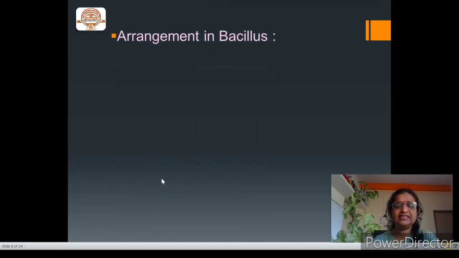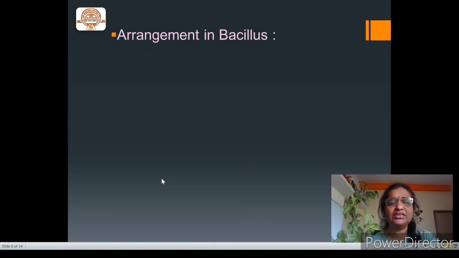Now let us see arrangement in case of the bacillus. Here bacilli are the rod-shaped bacteria. The plane of division in case of bacillus is only one plane, that is the transverse plane of division during binary fission. So bacillus divide in only one plane, and that's why a limited number of arrangements are observed in bacillus type of organism.